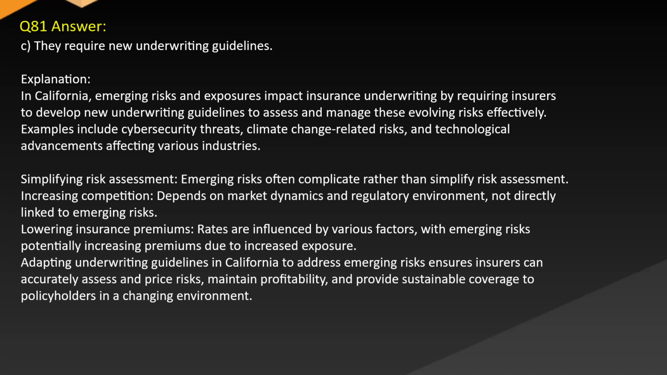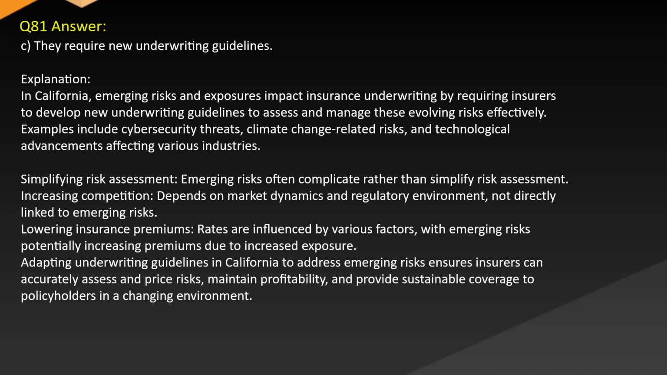Answer: C. They require new underwriting guidelines. Explanation: In California, emerging risks and exposures impact insurance underwriting by requiring insurers to develop new underwriting guidelines to assess and manage these evolving risks effectively. Examples include cybersecurity threats, climate change-related risks, and technological advancements affecting various industries.